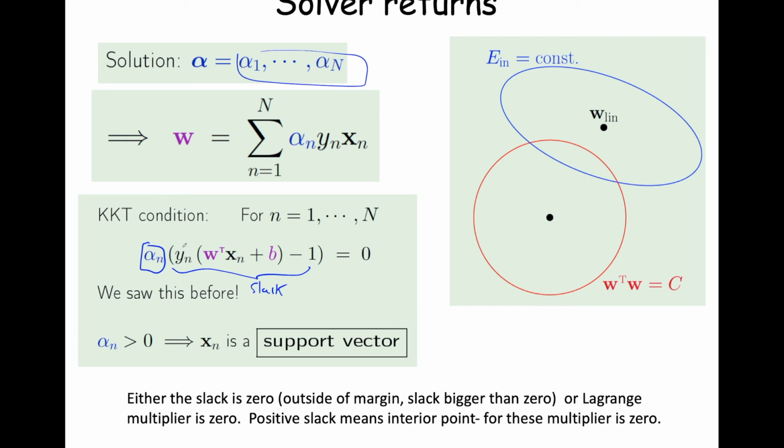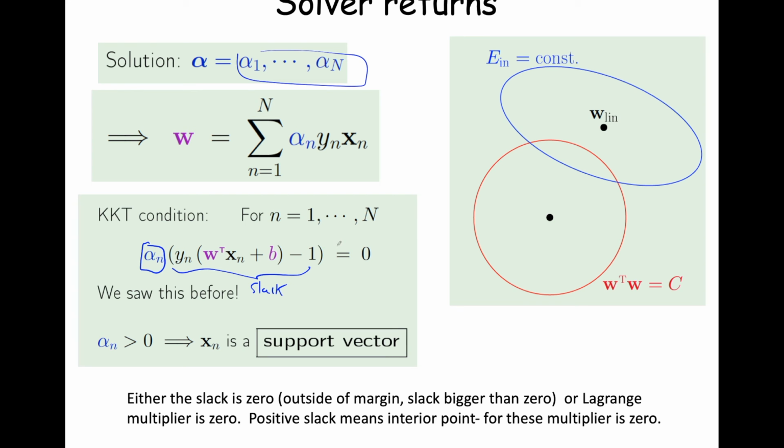So we know that for this Lagrange variable times the slack to equal 0, either the slack is non-zero, which means our alpha n, a Lagrange variable, has to be 0 for this product to be 0, or if you are a margin point, the slack is exactly 0, and this alpha is greater than 0.